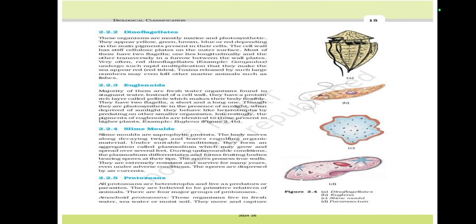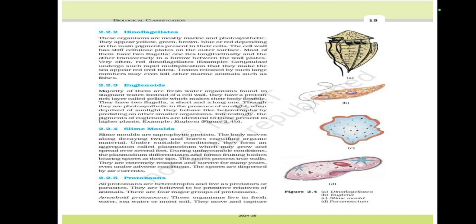when deprived of sunlight, they behave like heterotrophs by predating on other smaller organisms. Interestingly, the pigments of euglenoids are identical to those present in higher plants. For example, Euglena, which is located in figure 2.4b.